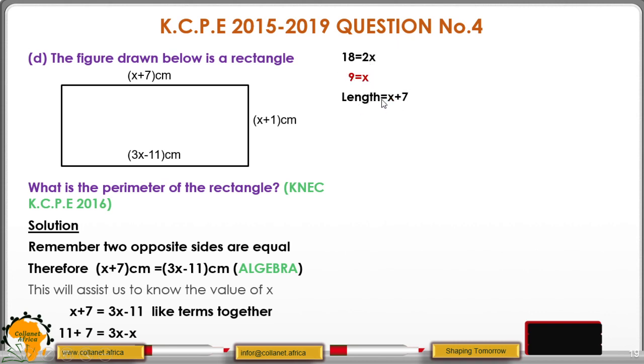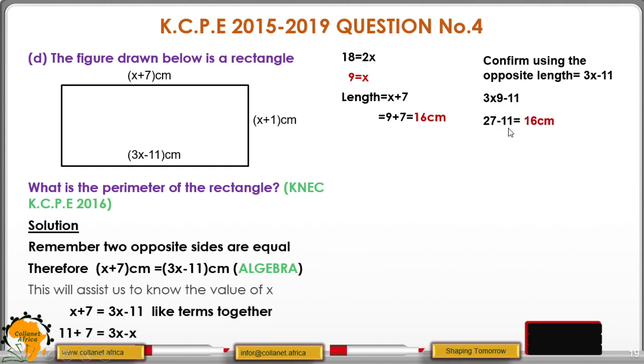So the length will be x plus 7, and our x is 9 after you have done this computation, so it will be 16. You can confirm using the other side, where you say 3x minus 11. 3 times 9 you get 27, minus 11 you get 16. So this one is 16 and this is 16. What about this one? We have gotten the value of x is 9, so it is 9 plus 1 you get 10. So the value here is 10.